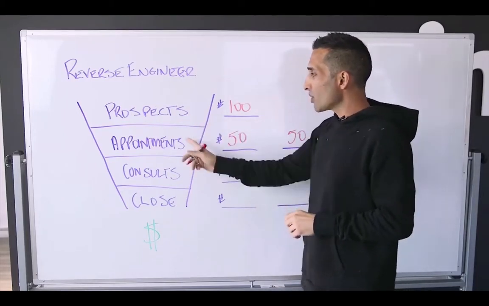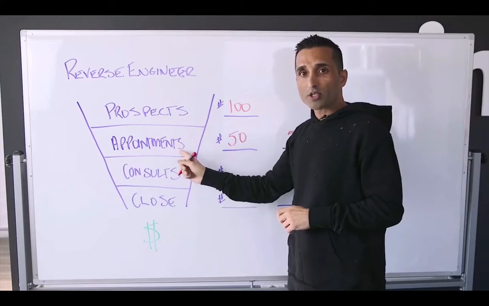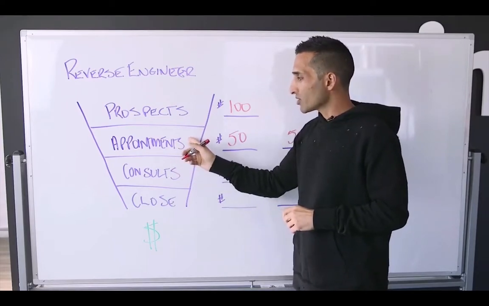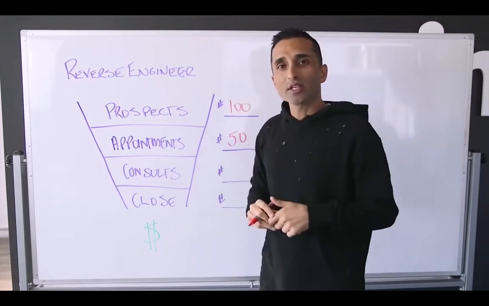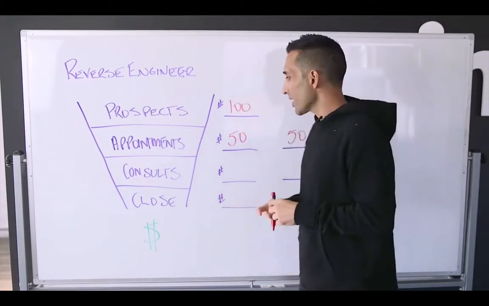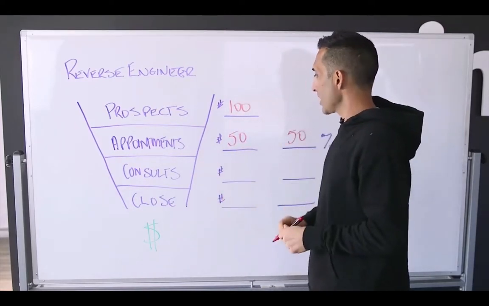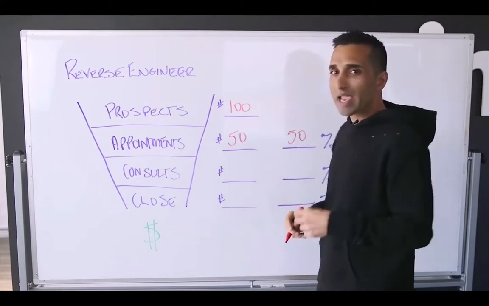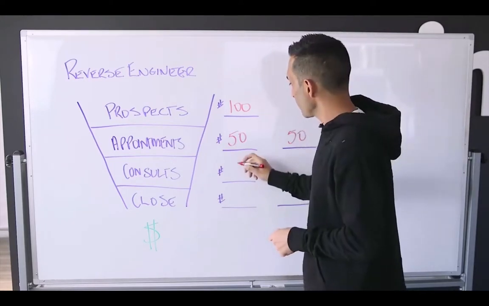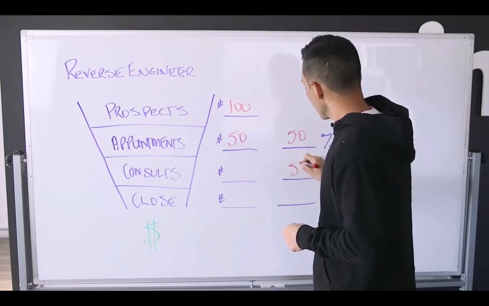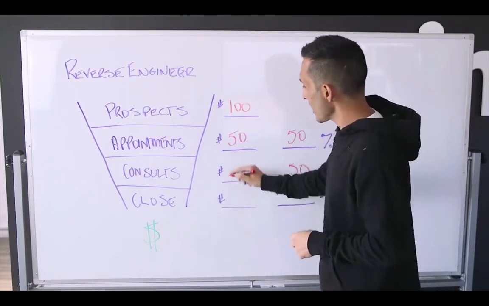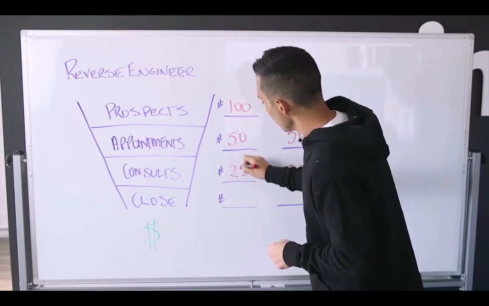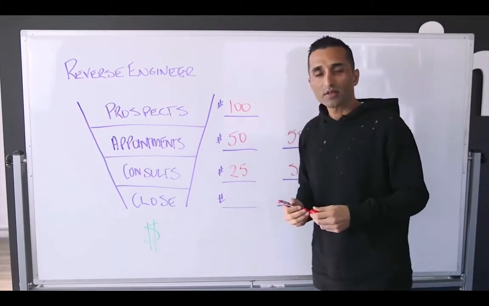The next thing is we want to monitor and track how many appointments are actually becoming live consults. How many people do I actually sit down with live? So let's say out of 50, to keep the numbers round, we're doing 50% here. That's going to end up being 25 consults.